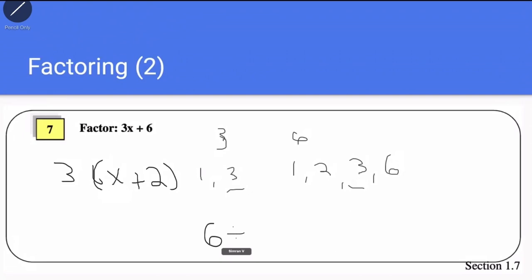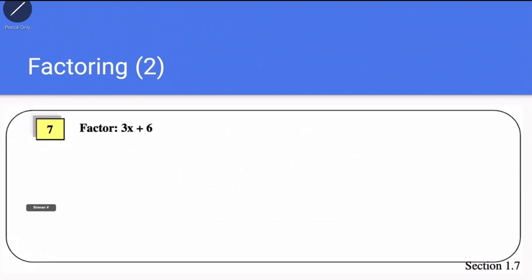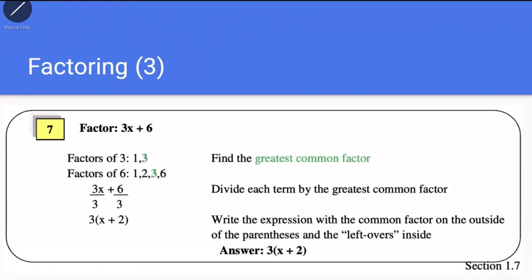So 3 times x is 3x, and 3 times 2 is 6, or 6 divided by 3 is also equal to 2. So that is your answer. And then here is the answer.